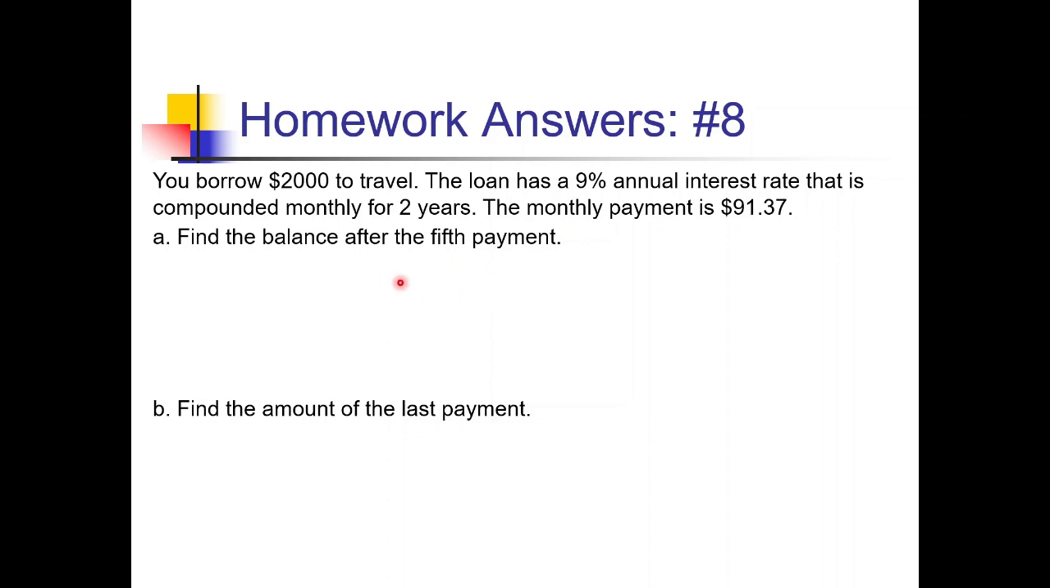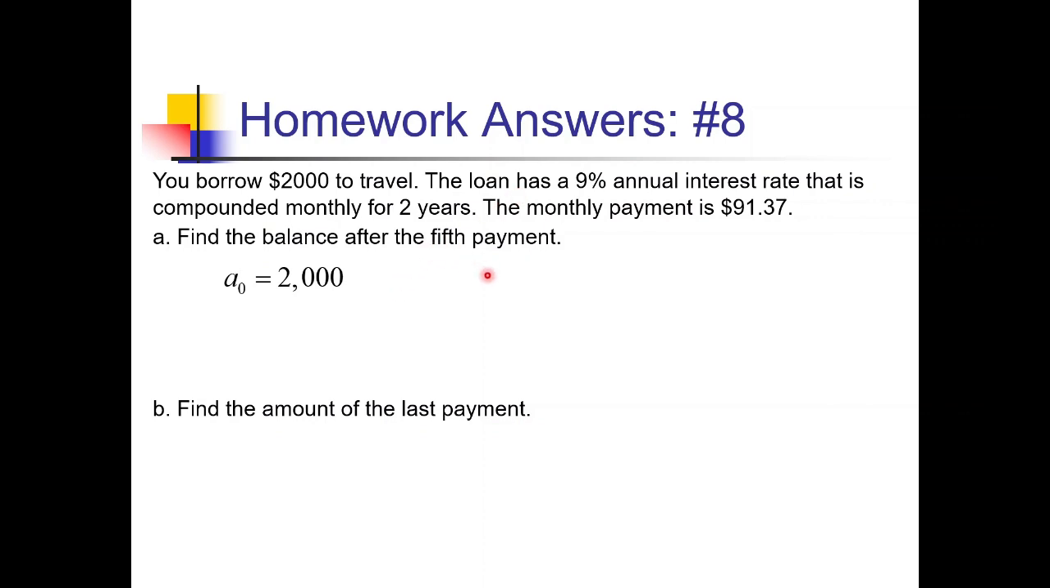So to do this recursively, I am going to need an A1. We'll call that 2,000, and I'll actually call that A0 because that's what I start with, and then after every payment, this balance gets updated. So for the recursive piece, I need to multiply whatever my balance is by 1 plus the interest rate. And we have to be careful here because this 9% is an annual rate, but we need a monthly interest rate instead, so we'll take care of that in a minute.